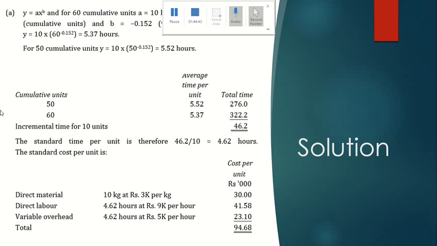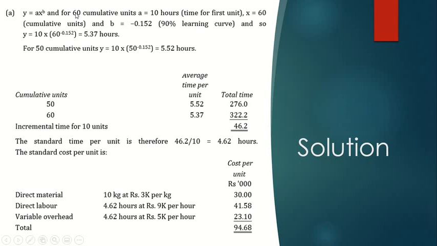So here we can see y equals ax to the power b. Here we are applying 60, which means the end of our fourth quarter. So a will be the first unit's time, 10 hours, x will be the cumulative output 60, and b will be the index. How to find it? Log learning rate divided by log 2. So it will be minus 0.152. Try using your calculator and you can find this answer.